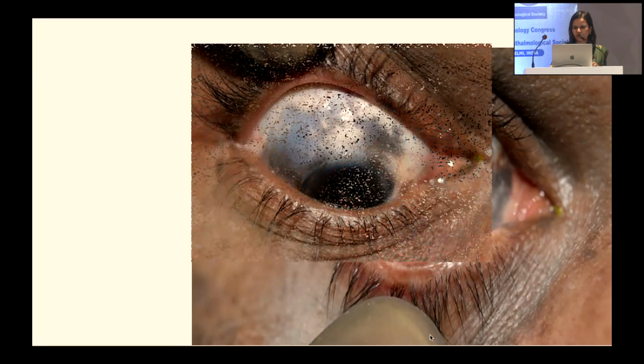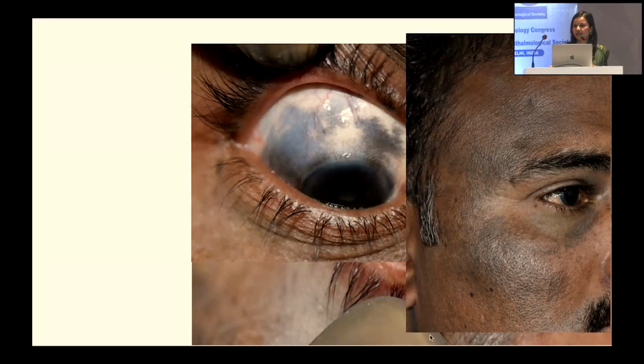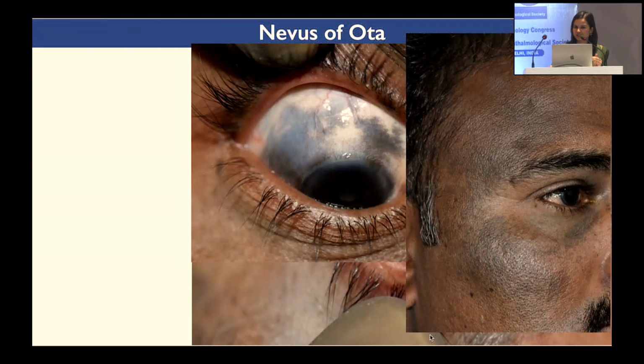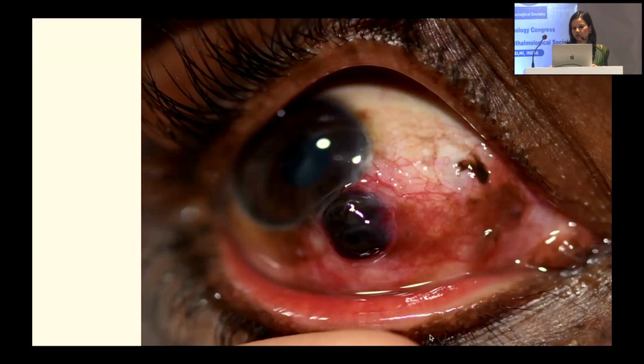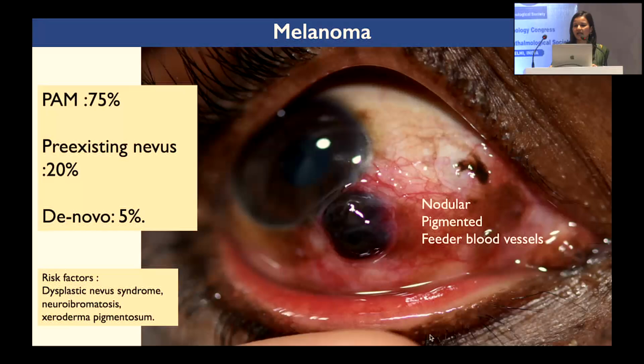Dr. Seema had already covered nevus of Ota, something to keep in mind. It is not conjunctival, but something like a scleral pigment, but the importance is that it can be associated with uveal pigments. A fleshy, nodular, deeply pigmented lesion like this, of course, is melanoma, and it can arise from PAM or a pre-existing nevus or de novo.